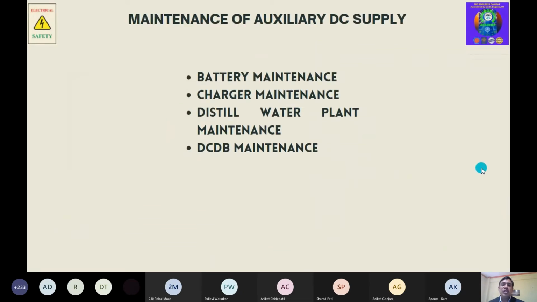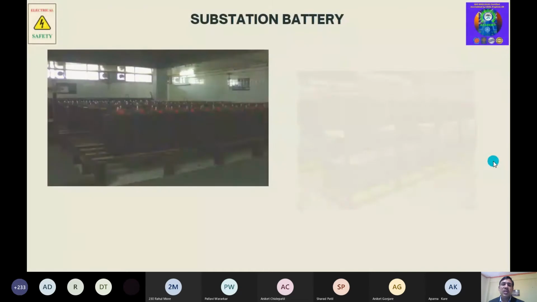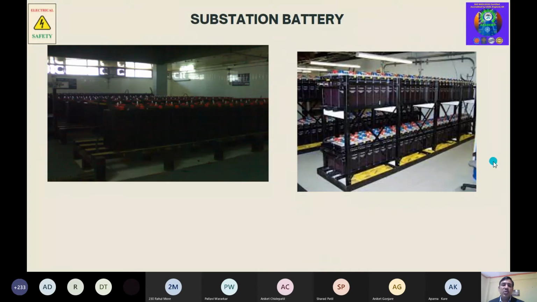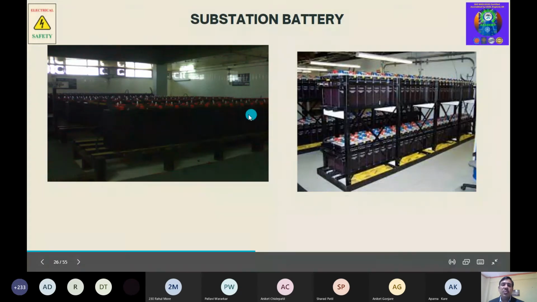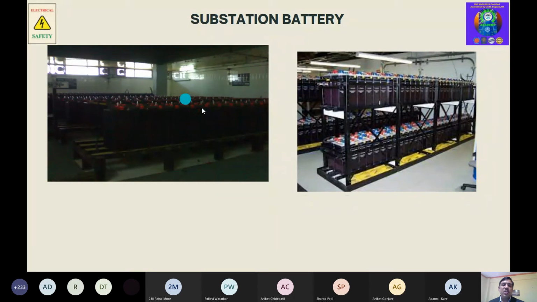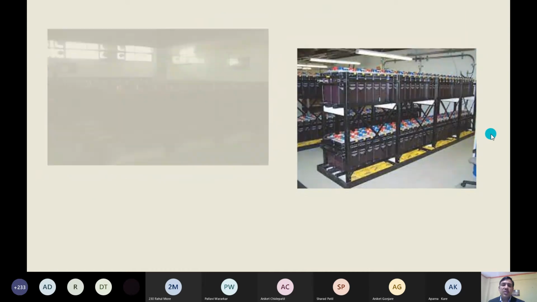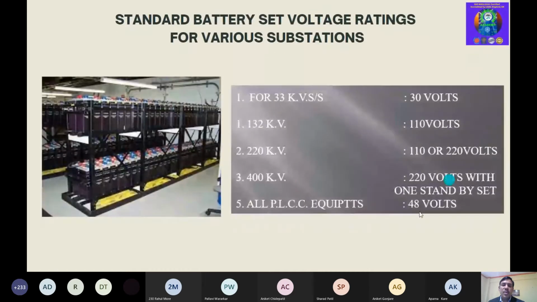So the battery is most important. Battery, chargers and distilled water plant, DC distribution board, all these auxiliary systems you have to maintain. So these are lead acid type batteries. It may be horizontal connection or vertical connection too; if the space is less, then you can go for such connection. So this is the arrangement of substation batteries.